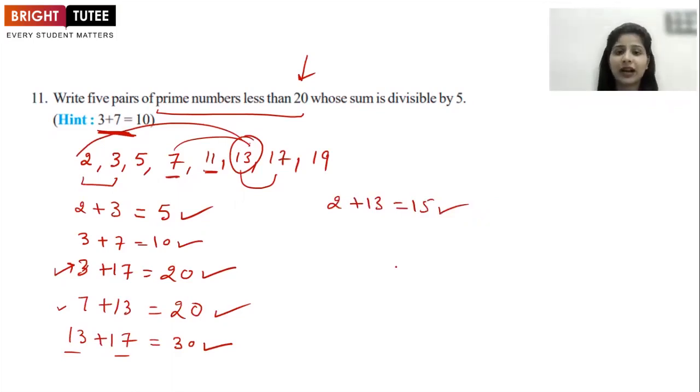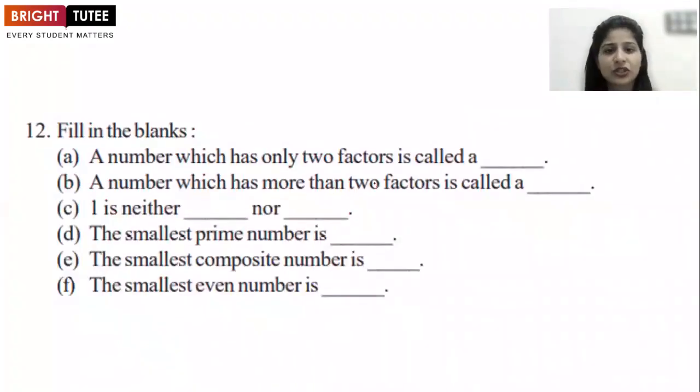So students, you have to try 2 with all the prime numbers, then 3 with all the prime numbers like this, and you'll get many pairs. So they asked us to write any 5. We have written 5 pairs. Let's move to the last question for today. It is fill in the blanks, and we have to write down the answers. So let's get started.